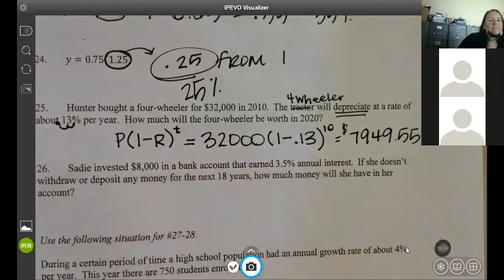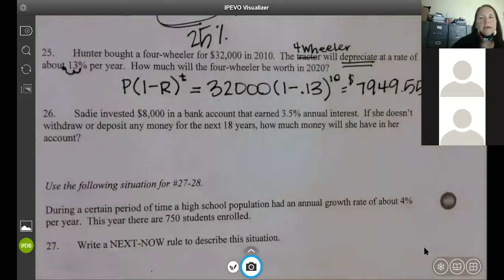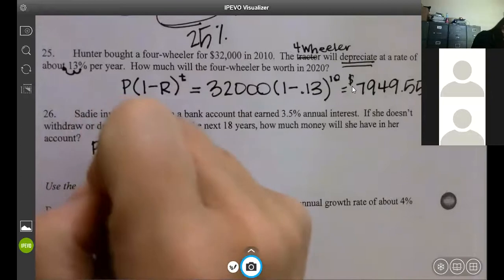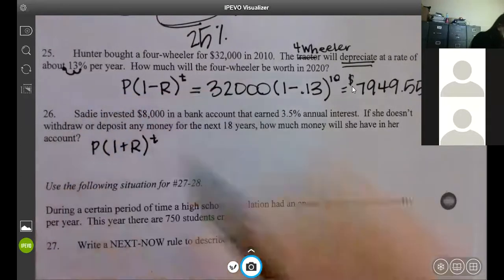All right. Sadie invested $8,000 in a bank account that earned 3.5% annual interest. If she doesn't withdraw or deposit any money for the next 18 years, how much money will she have in her account? So are we increasing or decreasing? Increasing. So it's P times 1 plus R to however long you're doing it.